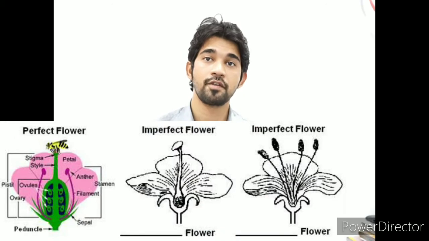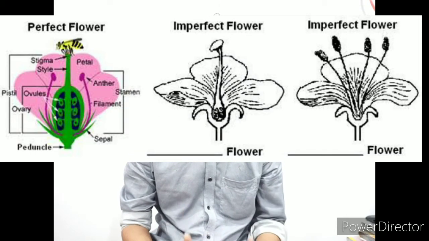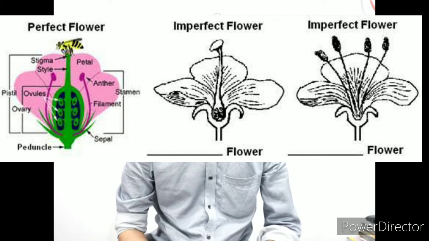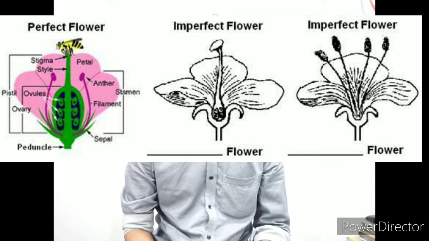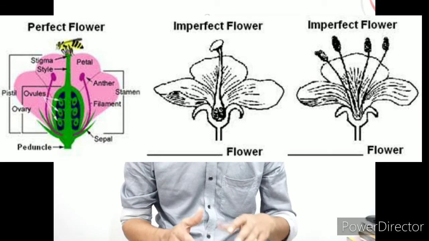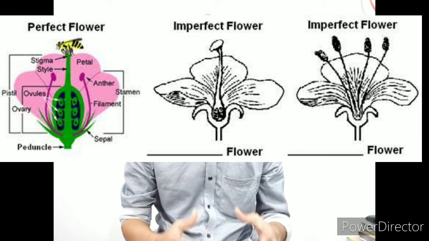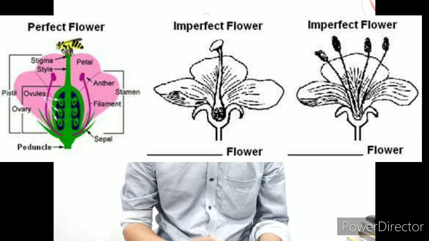We know that a perfect and an imperfect flower: one that is bisexual is known as perfect. An imperfect flower is unisexual, which has either androecium or gynoecium. A flower which has both androecium and gynoecium is said to be perfect, and a flower which does not have both, having either the androecium or gynoecium, is known to be an imperfect flower.